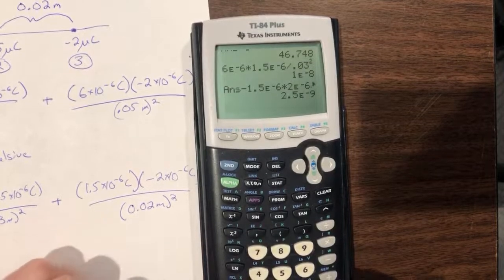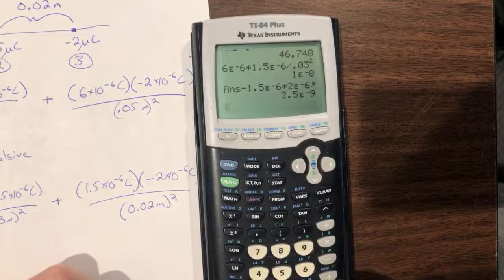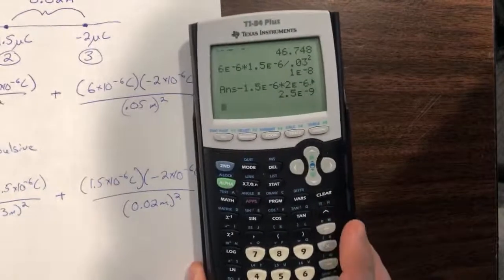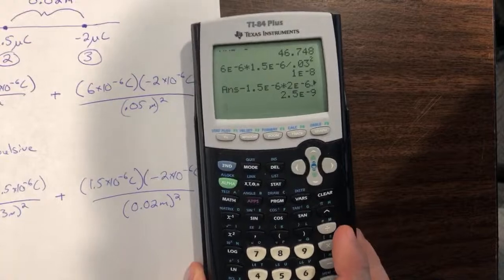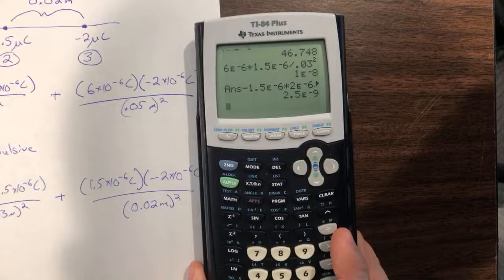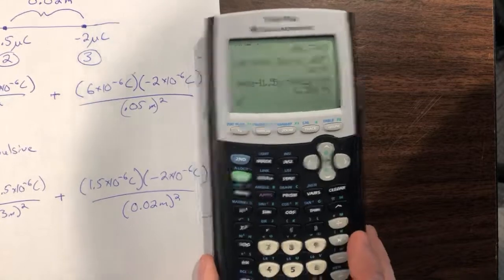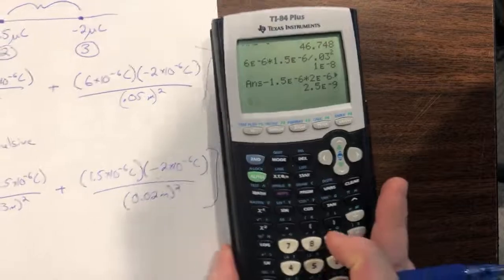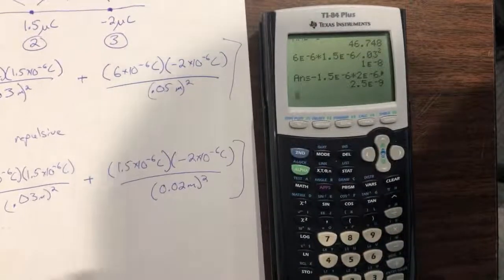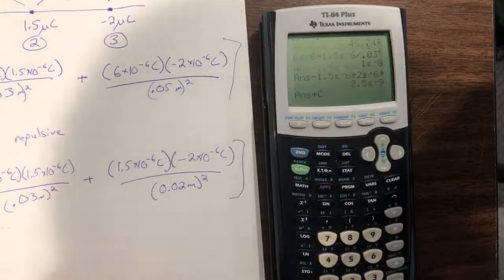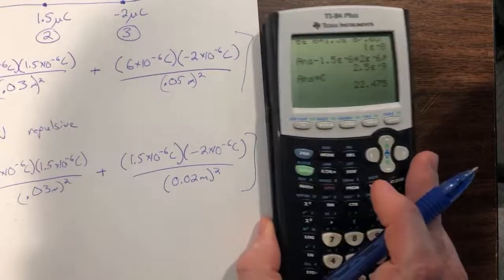And we're going to get out this value right here. Let me see. We're going to get out 2.5 times 10 to the minus 9. And we forgot we got to multiply by our constant here, which there we go. So 22.5.